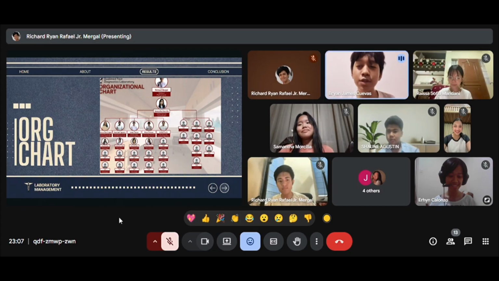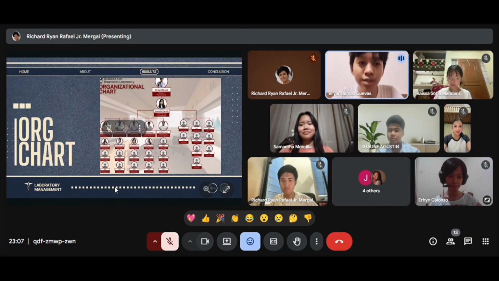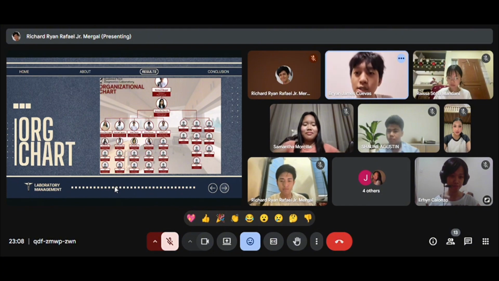Hello, good day everyone. I am Brian James Cuevas, and now we present to you the QualiMed Test Diagnostics Laboratory Organizational Chart. So, in our organizational chart, we assume or we show that we are in a real clinical laboratory setting. So our organizational chart uses a flat organizational structure that emphasizes collaboration and streamlined communication.